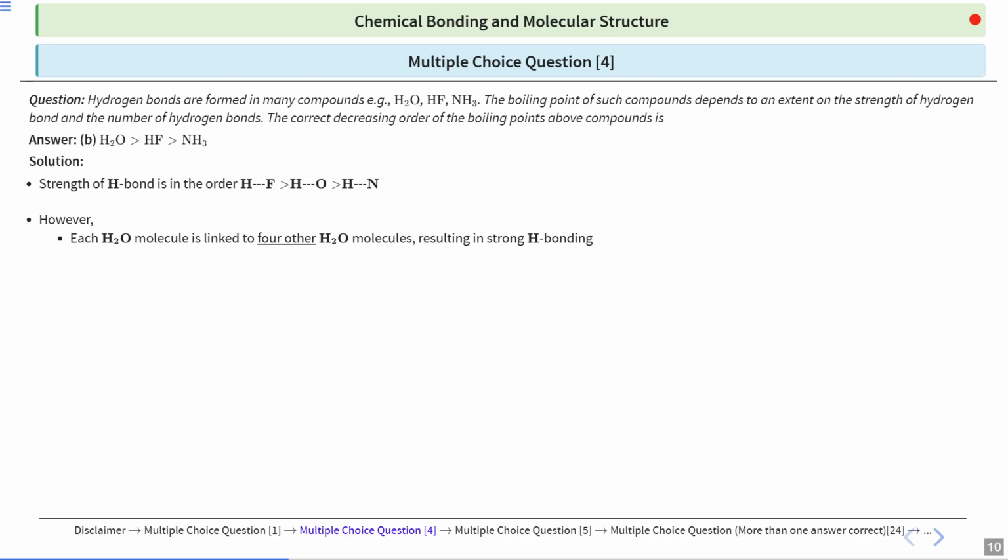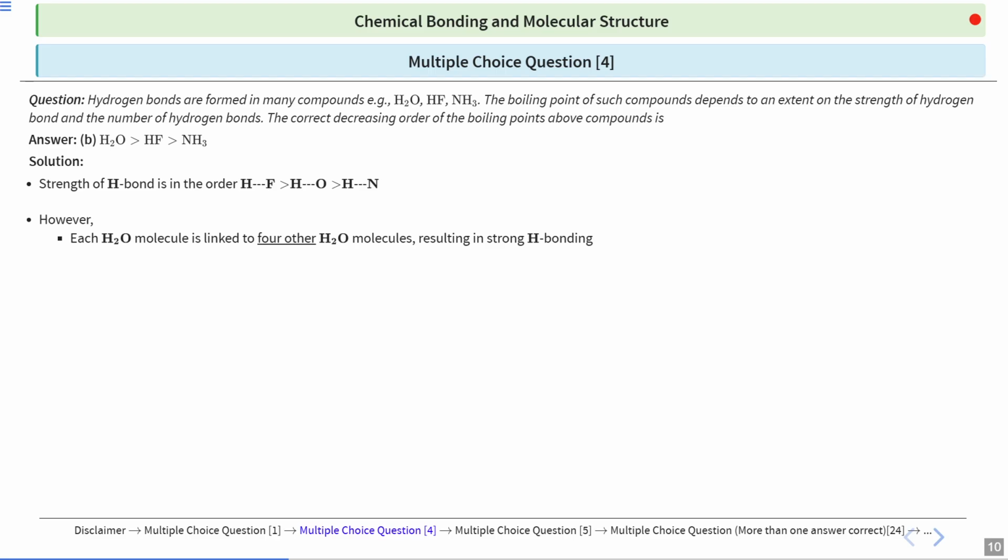So again I am repeating it. If you consider a water molecule, it has 2 lone pairs on the oxygen atom and 2 hydrogen atoms. The 2 hydrogen atoms will be linked to the oxygen atoms of 2 different water molecules, and that oxygen atom, having 2 lone pairs, can attach through them to 2 different hydrogens of 2 water molecules again. So that will result in a total of 4 hydrogen bonds in a single molecule of water. I hope this point is clear to you.